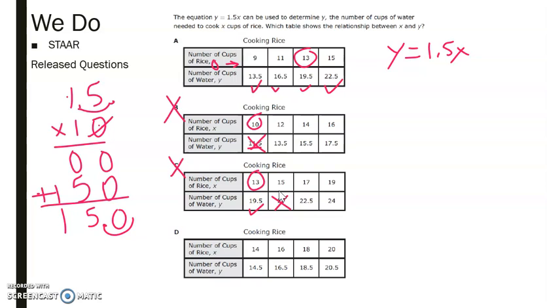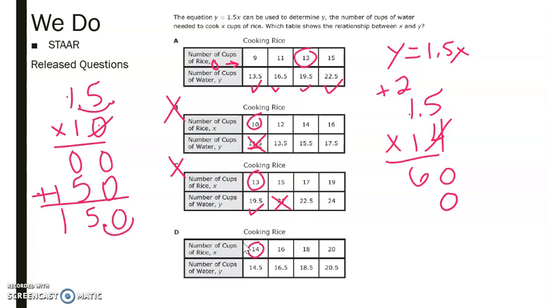Okay? Alright, so let's check D just to make sure. So we have our first X as 14. So I'm going to go ahead and multiply 1 and 5/10 times 14. Okay? And I'm going to start in my ones place. So 5 times 4 is 20. Carry the 2, so that's plus 2. 1 times 4 plus 2 is 6. And then I'm going to start with my next row because I'm done with 4.